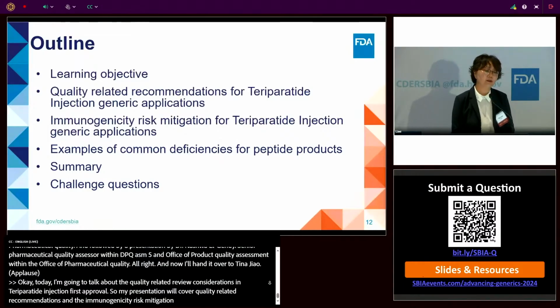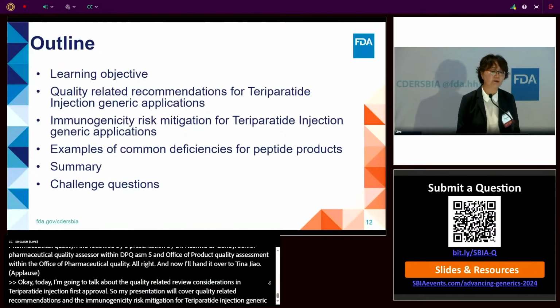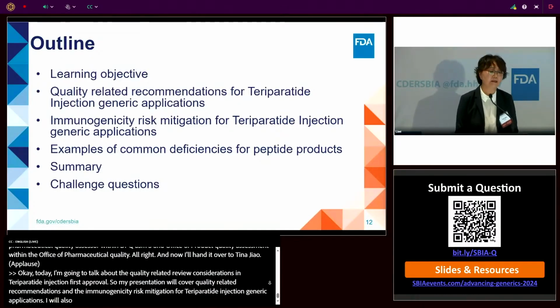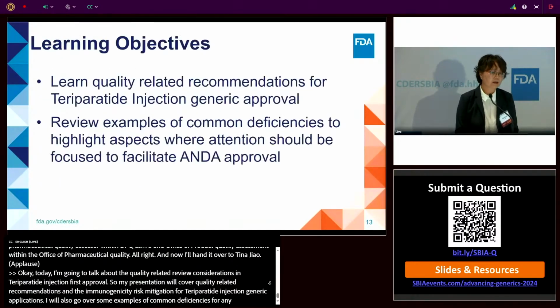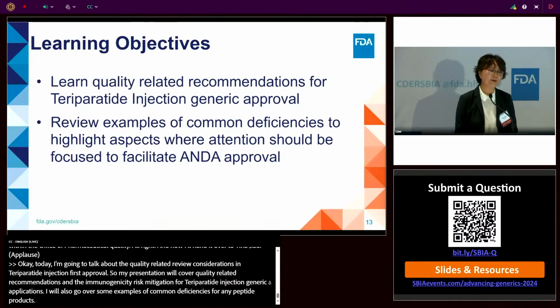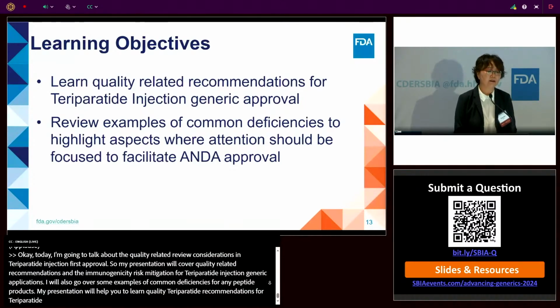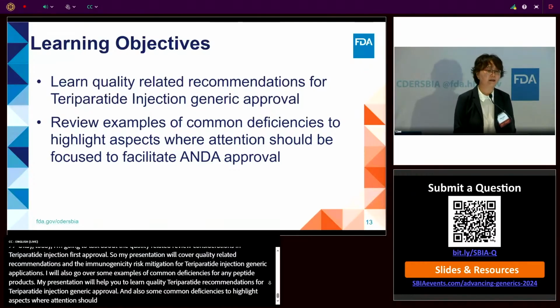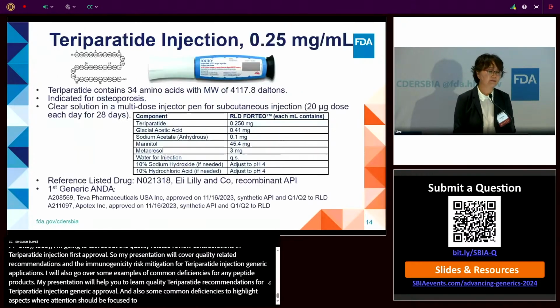I will also go over some examples of common deficiencies for NA peptide products. My presentation will help you to learn quality-related recommendations for teriparatide injection generic approval, and also some common deficiencies to highlight aspects where attention should be focused to facilitate ANDA approval.